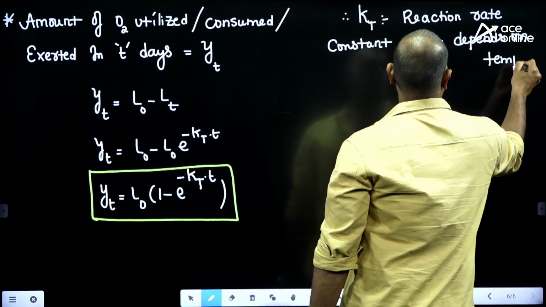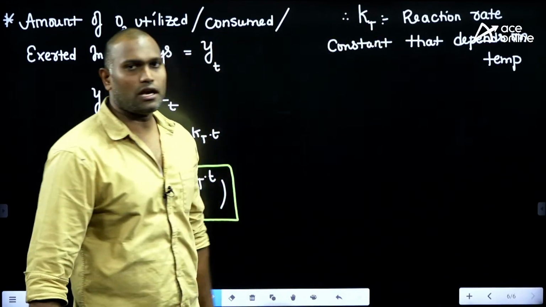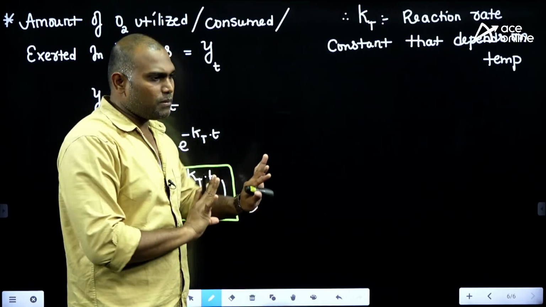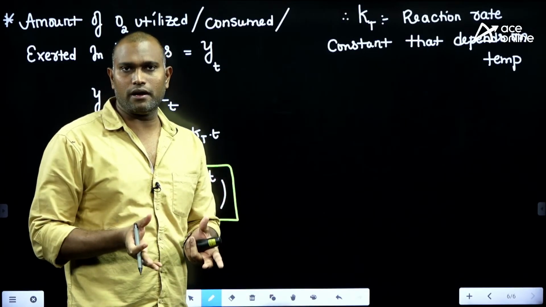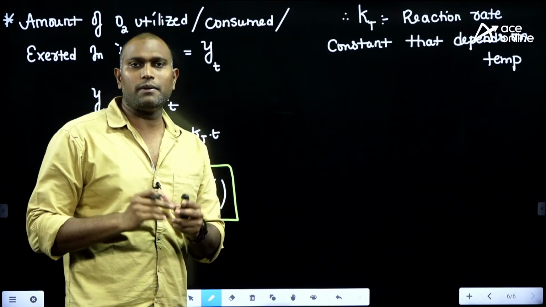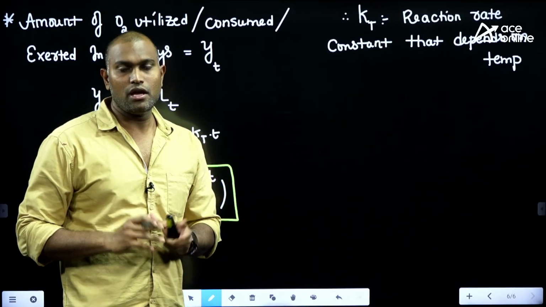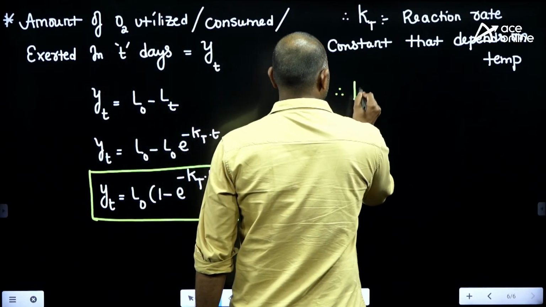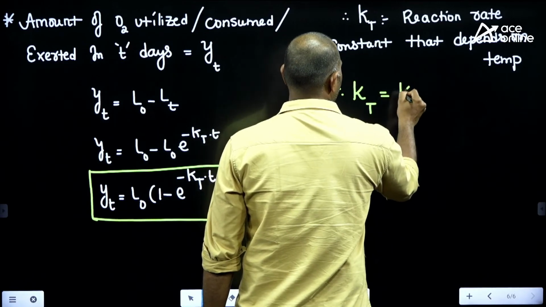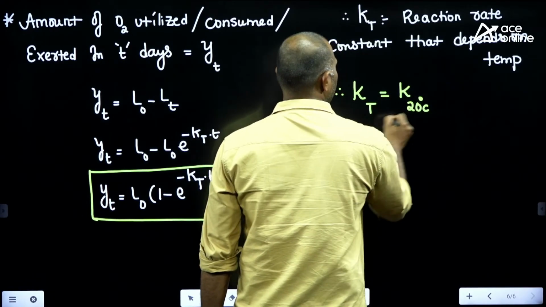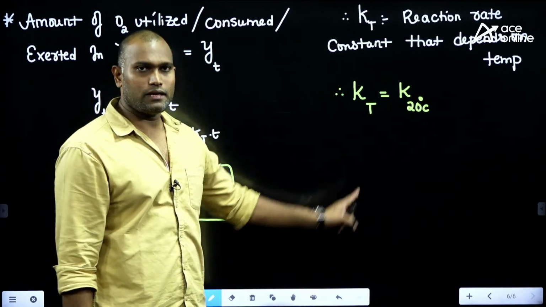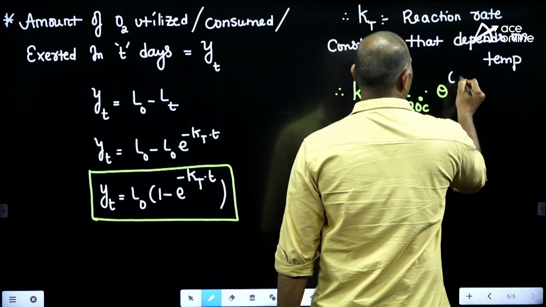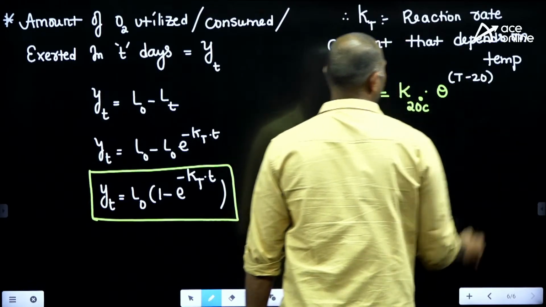Reaction rate constant that depends upon the temperature. Sir, how to find out this reaction rate constant? Generally, whatever the BOD test that was developed in that country, the standard temperature is 20 degrees centigrade. So whatever this KT is, the standard is 20 degrees centigrade, and T is nothing but temperature. KT equals K20 into theta to the power of T minus 20.